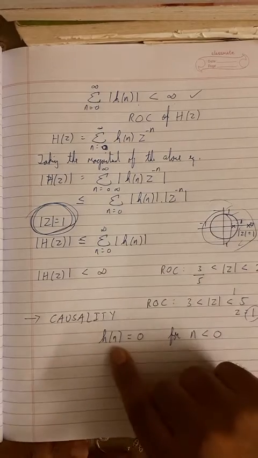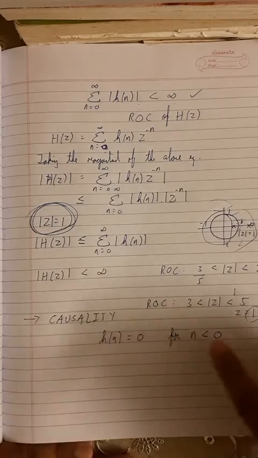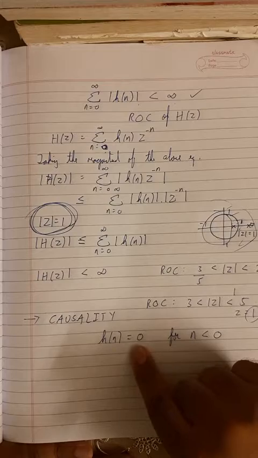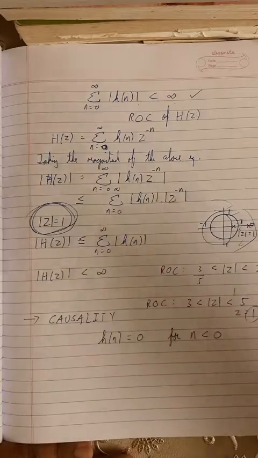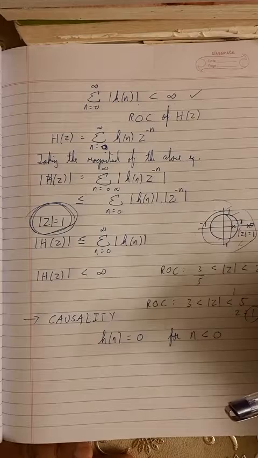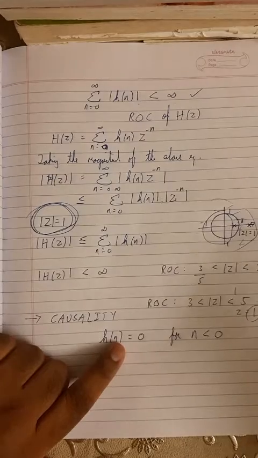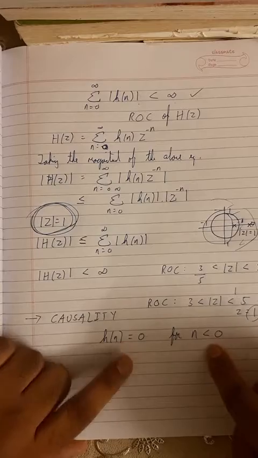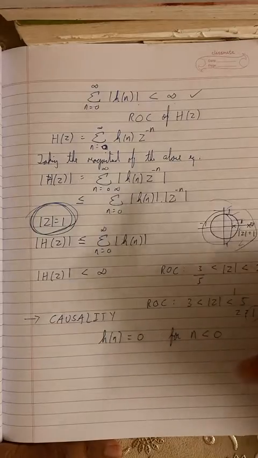That is, there should be a value of h of n only when n is positive, and if n is negative, then h of n should become 0. Or in other words, the graph of h of n must always be only on the right side of the graph, the positive values of n. That means h of n can be any value from n equal to 0 to plus infinity, but it should not have a value when n is negative. That's what we call the causality. This is how we check the causality of a system.